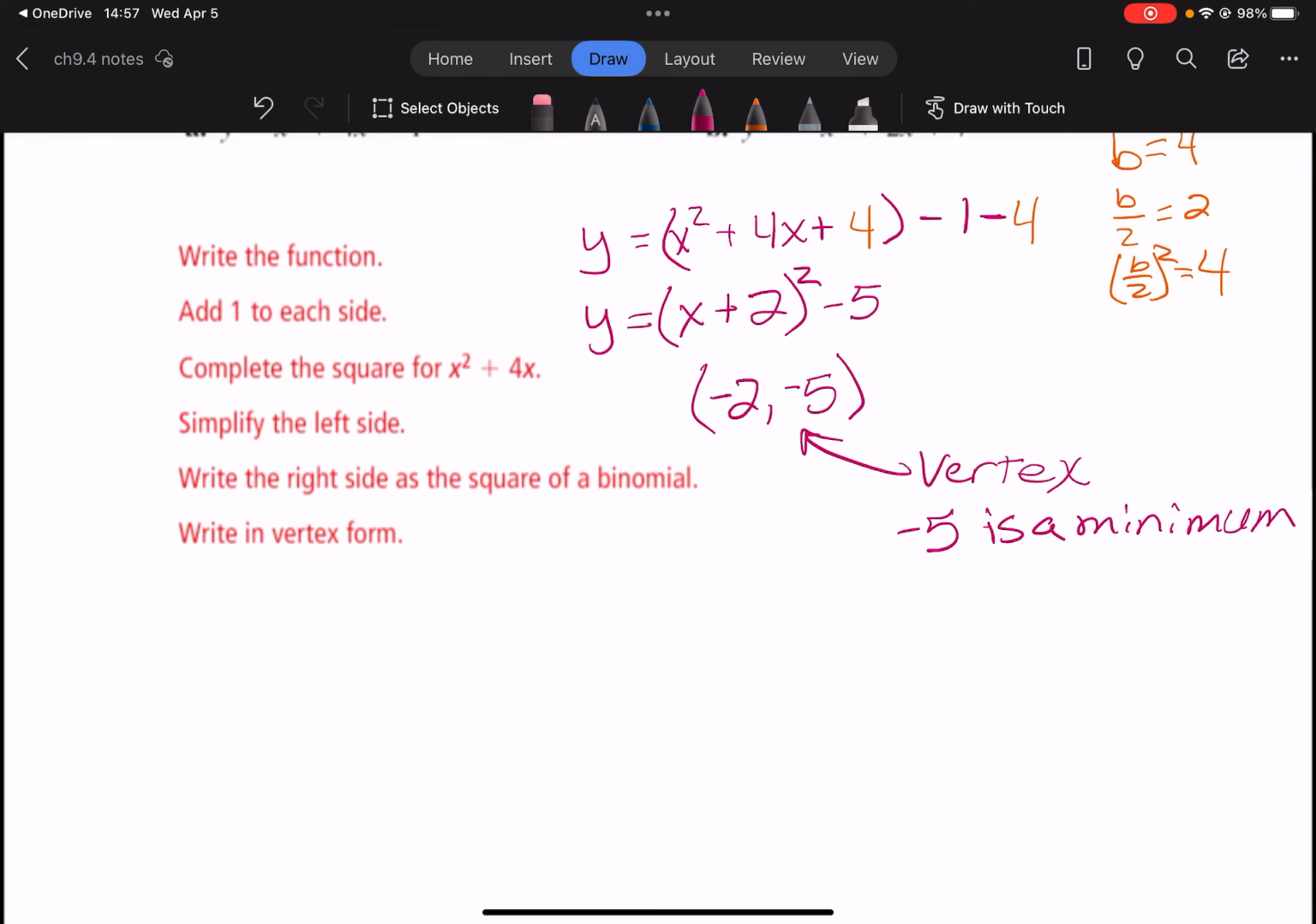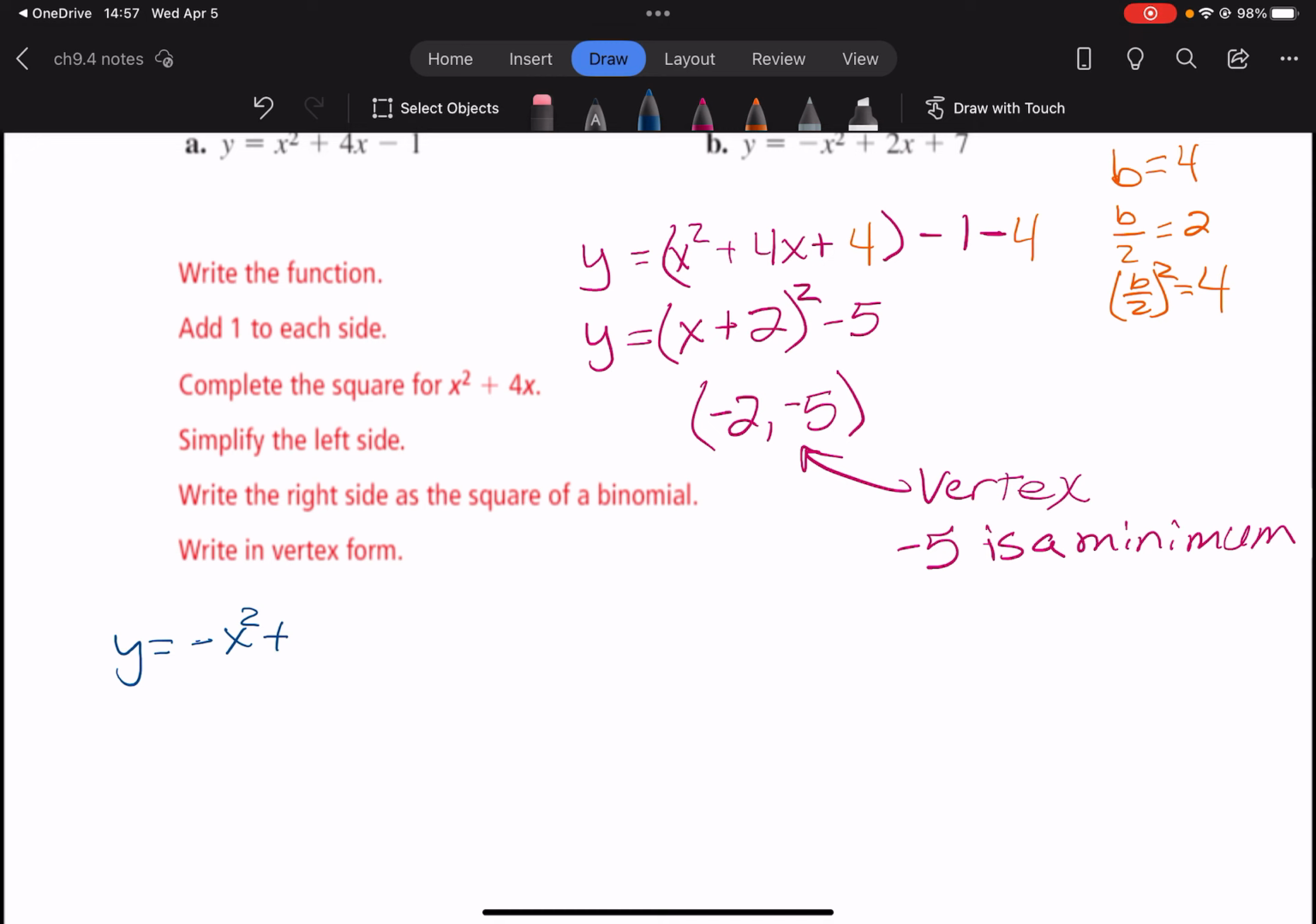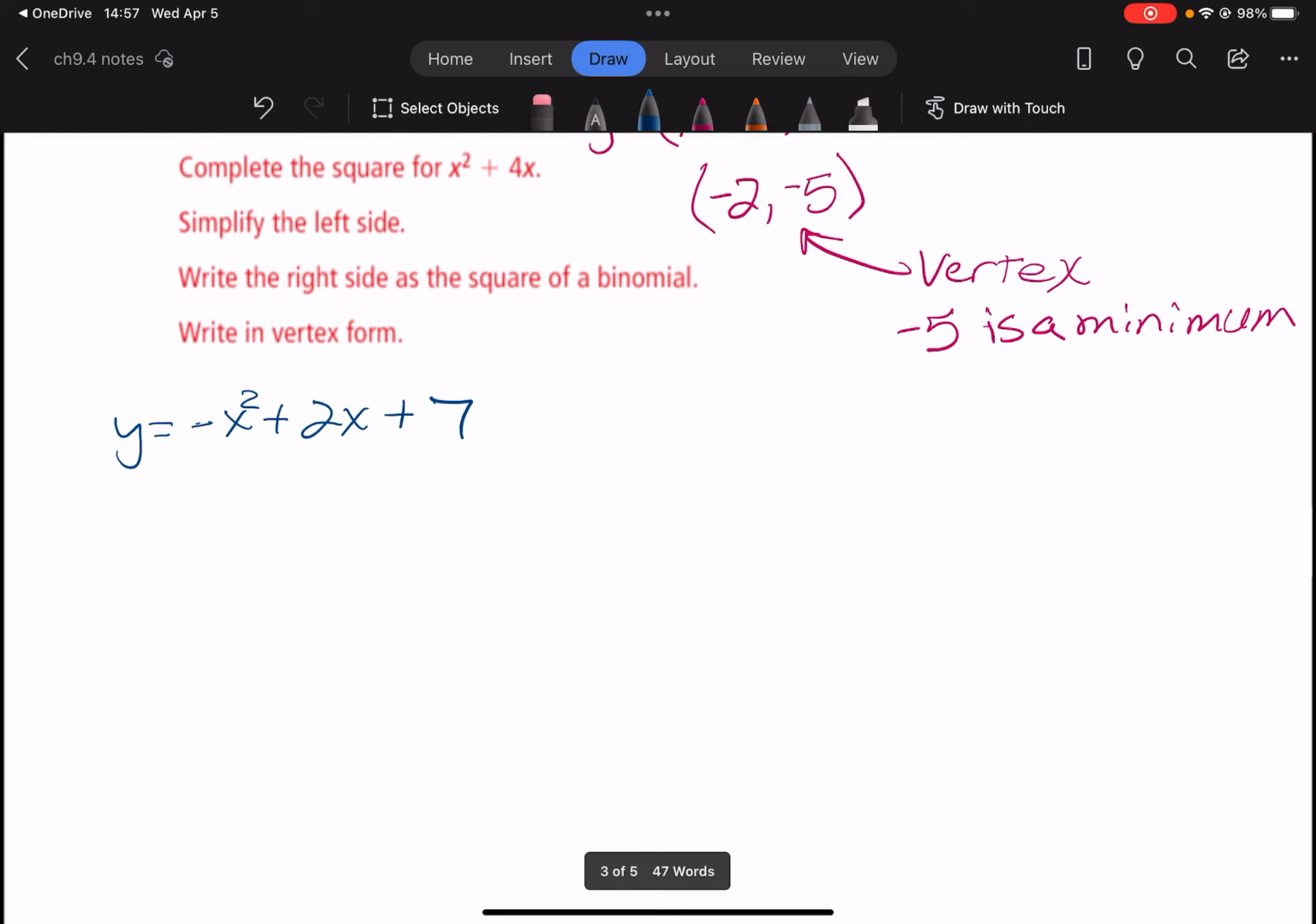And I'll do the same thing with b. So I've got y. I'm going to change colors. Let me change it real quick. So y equals negative x squared plus 2x plus 7. And I'm going to go ahead and write this one out because I got a negative out front, so I got to play with this a little bit. I want to group these two together, so I want to pull the negative out front of those.